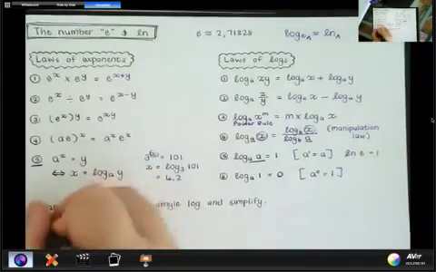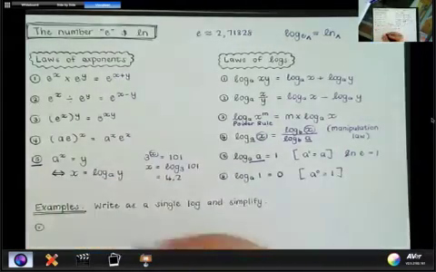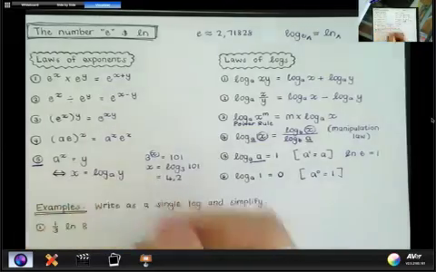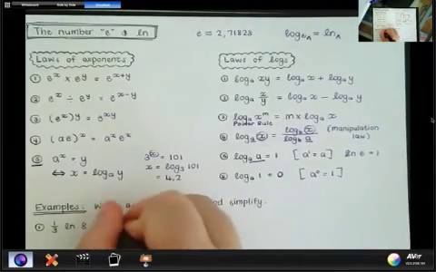So the first one is 1/3 of ln 8 minus ln 2.